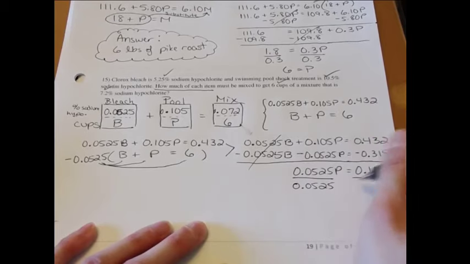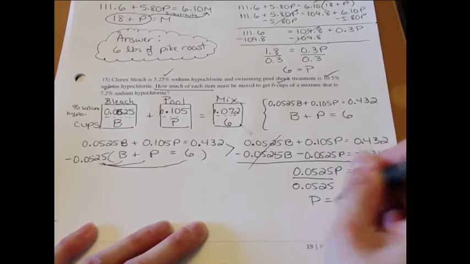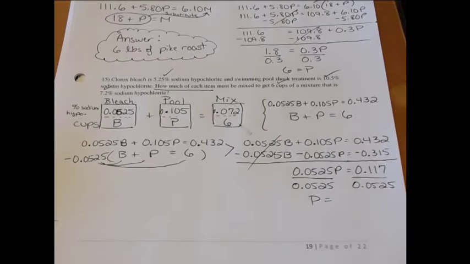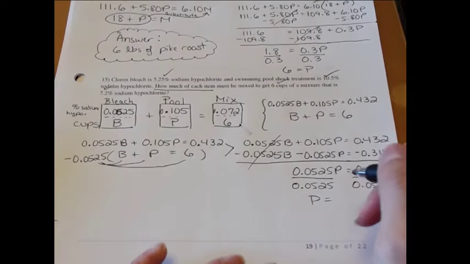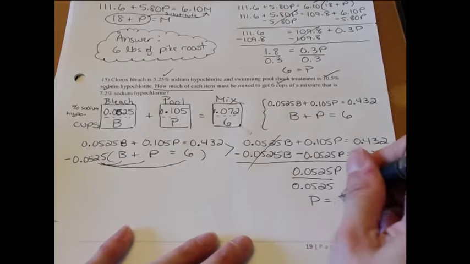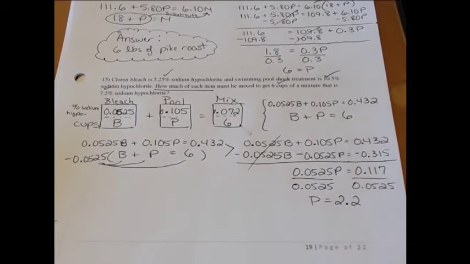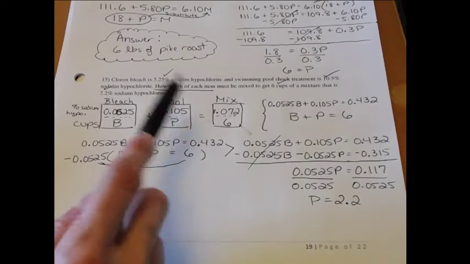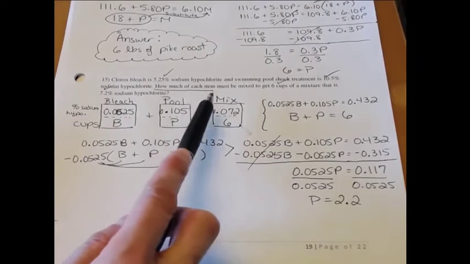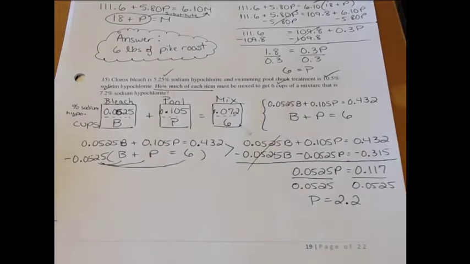Divide both sides by the coefficient of P in order to get P isolated on its own. So we divide by 0.0525 and we get, so how about we round to the nearest tenths? So that's going to be 2.2. Okay, we're going to round to the nearest tenths position, and that is 2.2. Now, when you think about this, it says how much of each item must be mixed to get 6 cups.